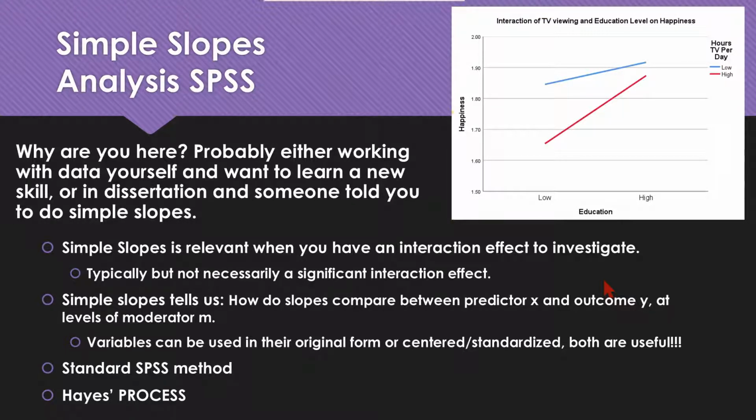So what is this simple slopes thing? Basically it is the idea that when we know we have an interaction, we then want to know, do the slopes differ under two different conditions?